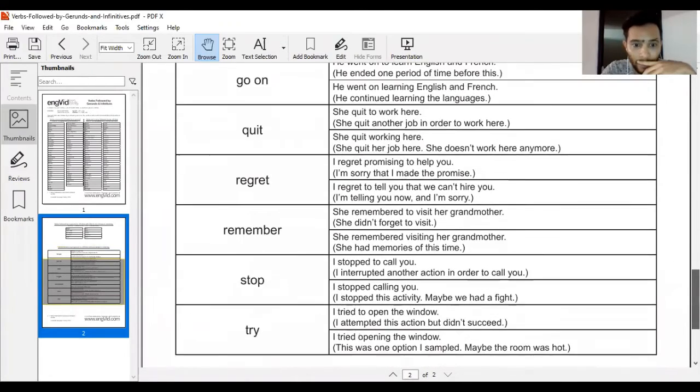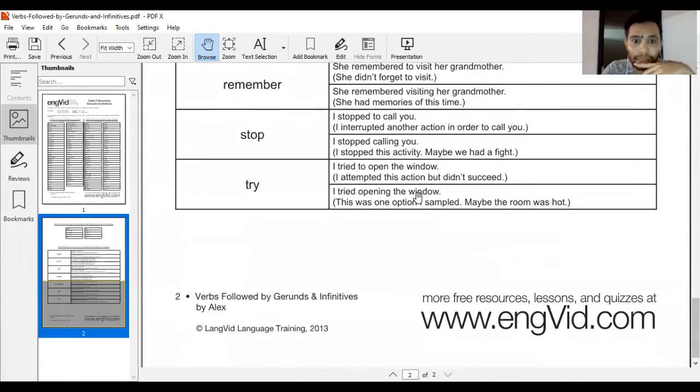All right. Here we got two more verbs. They are stop and try. Now, in the case of stop, we got the following. Let's see. Stop to. I stopped to call you, right? It means I interrupted another action in order to call you, right? So what do you think it means in Spanish? I stopped to call you.